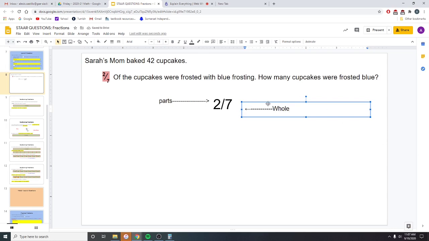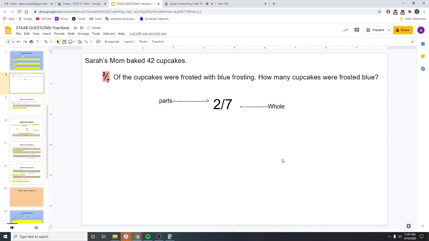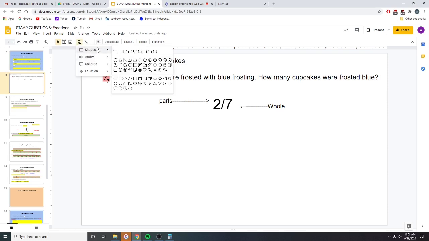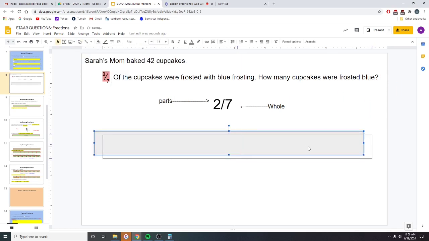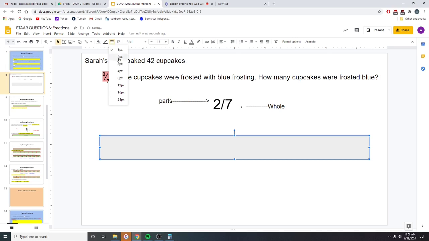The best way to solve this kind of problem is to create a fraction bar, and it's the easiest way to solve this problem. So what I'm going to do is add a fraction bar to help me solve this problem. This is my fraction bar right here.